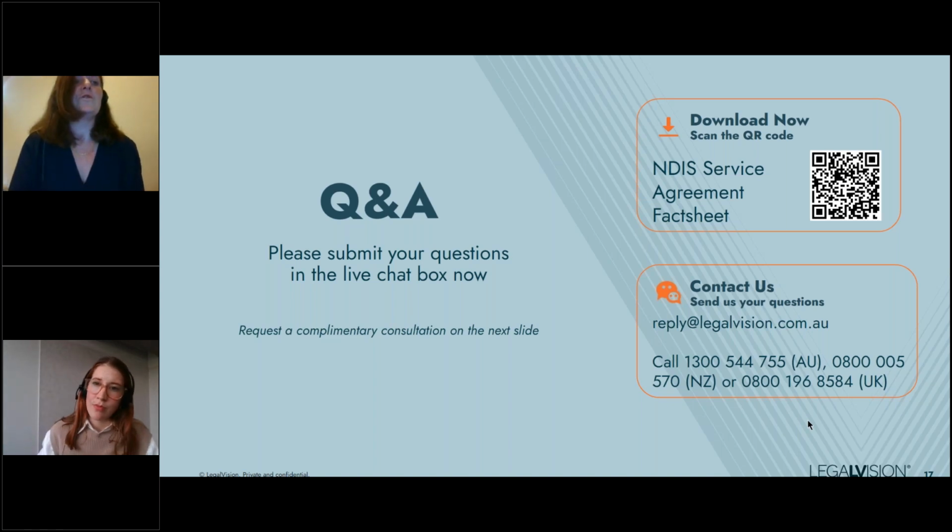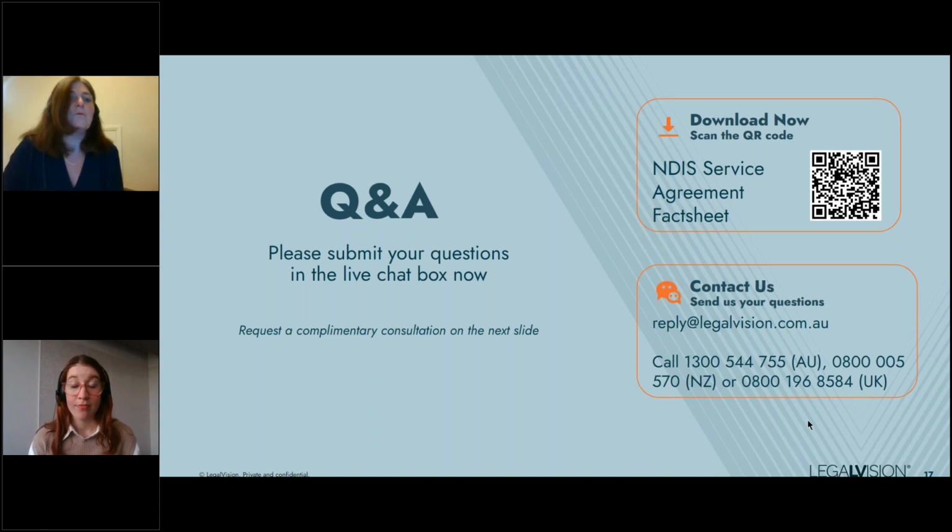Do we need to arrange a new service agreement when the participant receives a new NDIS plan, or can we roll over the existing service agreement? You can certainly roll it over, but it will again depend on what is in your existing service agreement. If there is an extension clause, or usually by mutual agreement, then you can just roll over the agreement as you need to.